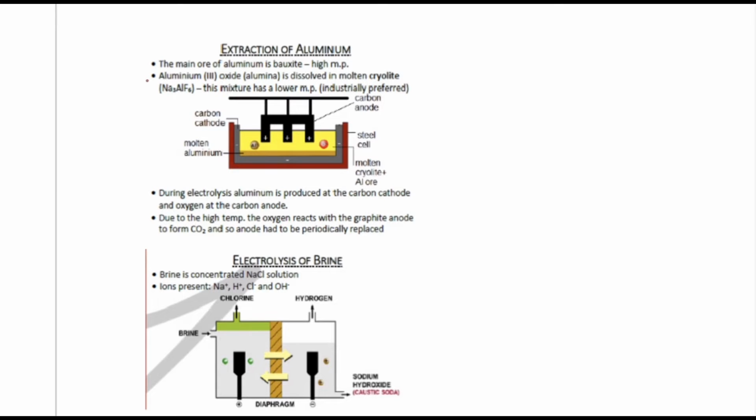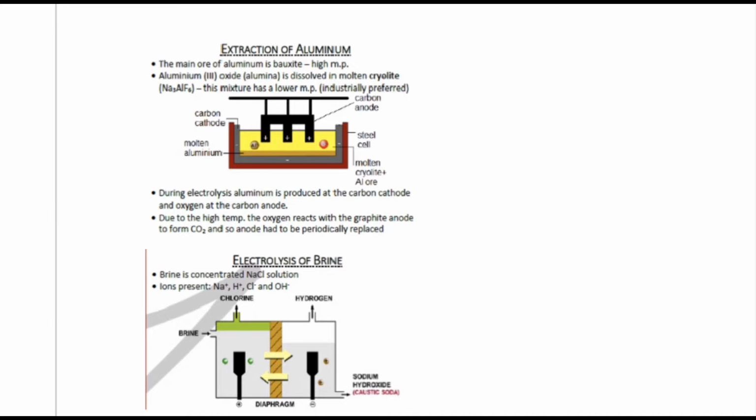Okay. Because of that, we do something like this. You see what they wrote here. Aluminium oxide, alumina, is dissolved in molten cryolite. Molten cryolite is Na3AlF6. So this is cryolite. This mixture has a lower melting point, from a few thousand to a few hundred degrees. So it saves electricity, and hence is industrially preferred.